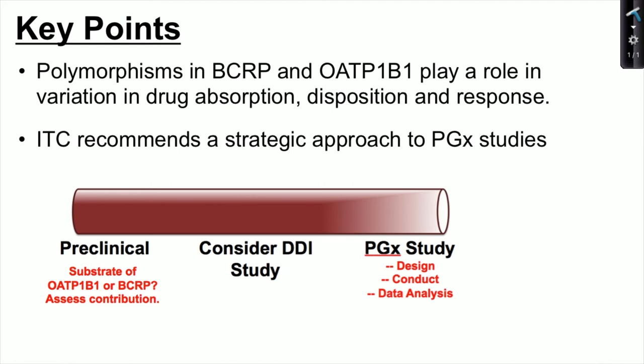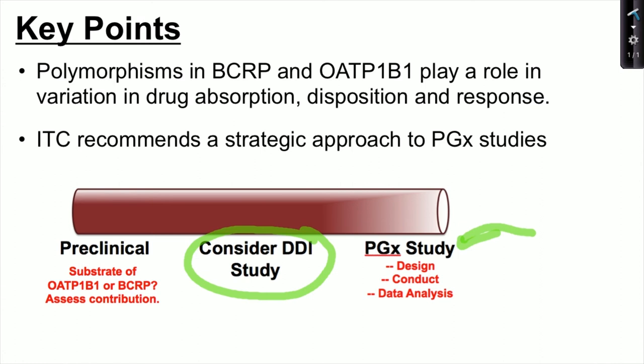So I have some key points for this section as well. First of all, polymorphisms in BCRP and OATP1B1 play a critical role in variation in drug absorption, disposition, and response. So two transporters, BCRP and OATP1B1, and I'm going to be talking about both of them. Secondly, the ITC recommends a strategic approach to pharmacogenomic studies. And the strategic approach will involve preclinical studies, clinical studies, and you may do a drug-drug interaction study as part of the polymorphism study. And then finally, a pharmacogenomic study if certain criteria are met. So we'll go through those strategic approaches as I go through this part of the lecture.